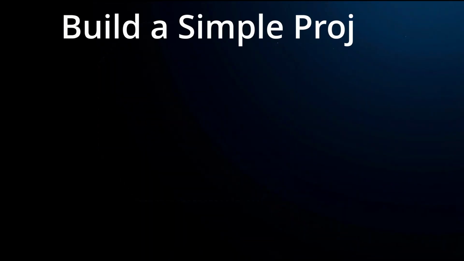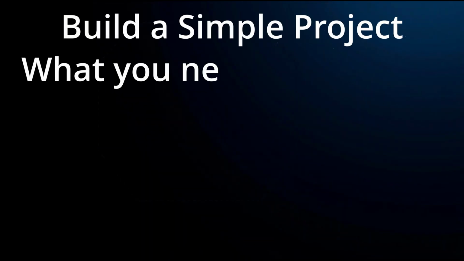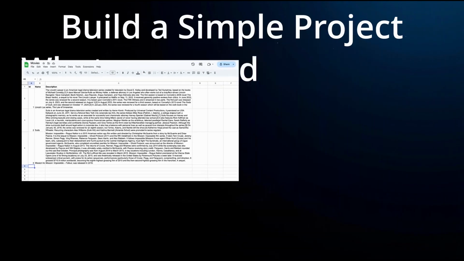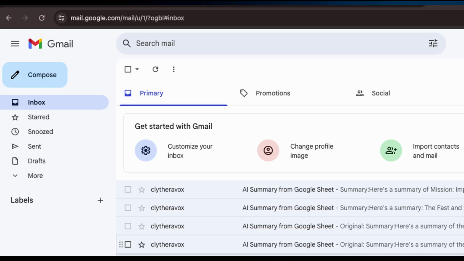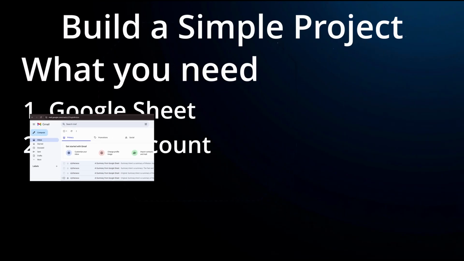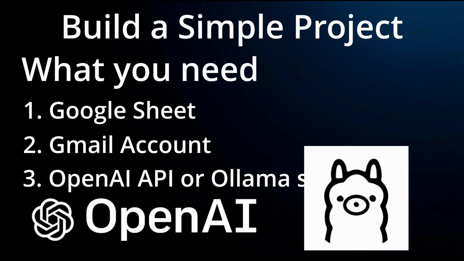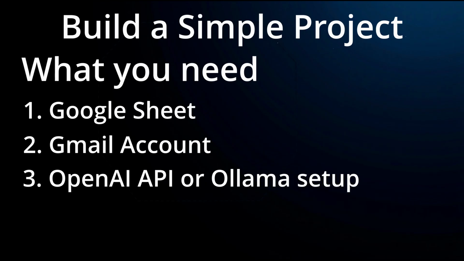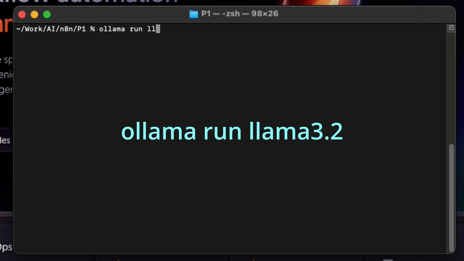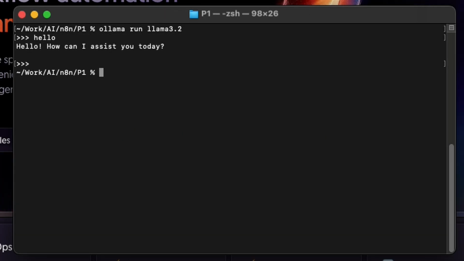Let's create a simple project. Here is what you need to create this project. Google Sheet with some sample data, Gmail account, or any SMTP email setup, OpenAI API key, or local Ollama setup. If you want to run Ollama locally, watch our video linked above. You can quickly check if it is running by calling a model you have already set up.